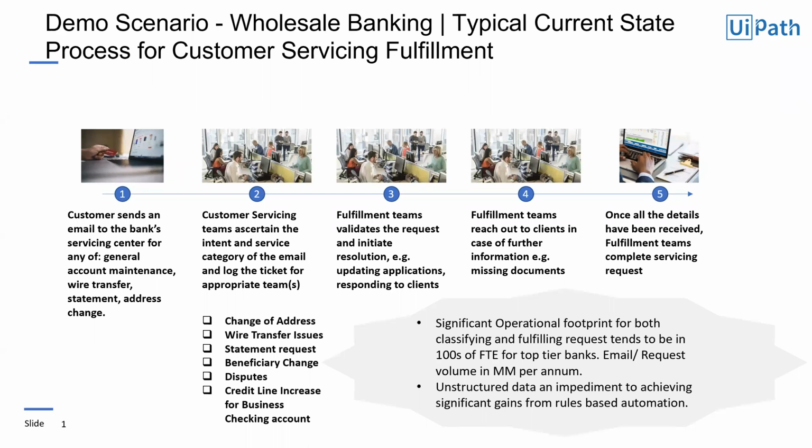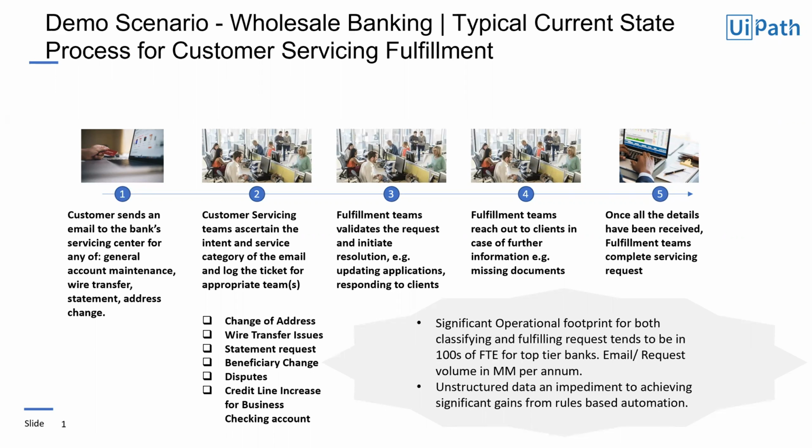A typical wholesale bank receives hundreds of thousands, if not millions, of emails from their customers regarding servicing for the accounts, any complaints, requests, any issues with their wire transfers, payments, and address change. Now, for most of the banks, these emails are received by customer servicing teams who first look at those emails to ascertain the intent and the service category of the email.